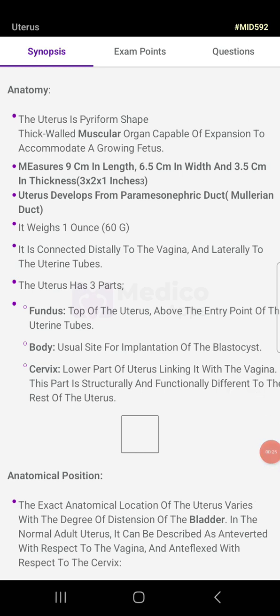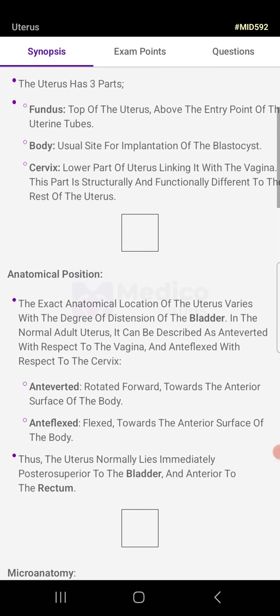It is connected distally to the vagina and laterally to the uterine tubes. The uterus has 3 parts: the fundus, the top of the uterus, above the entry point of the uterine tubes; the body, the usual site for the implantation of the embryo; and the cervix, the lower part of the uterus linking it with the vagina. This part is structurally and functionally different from the rest of the uterus.